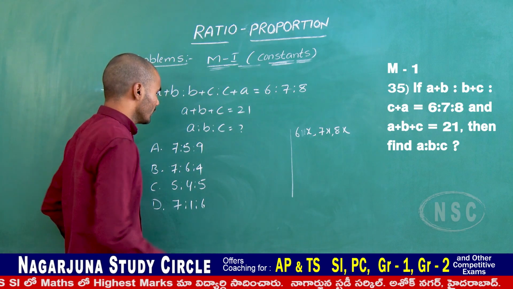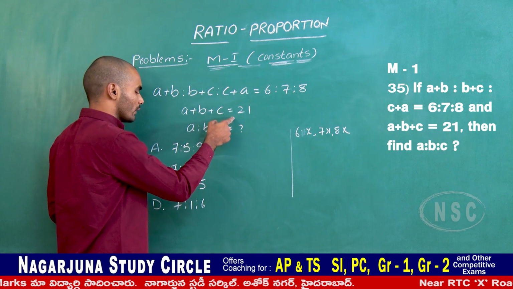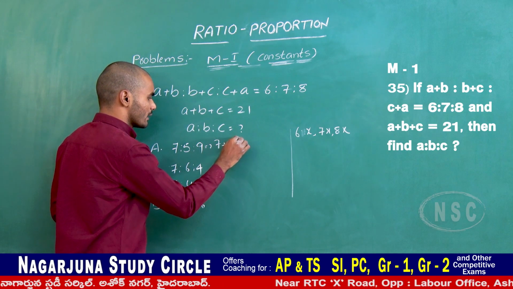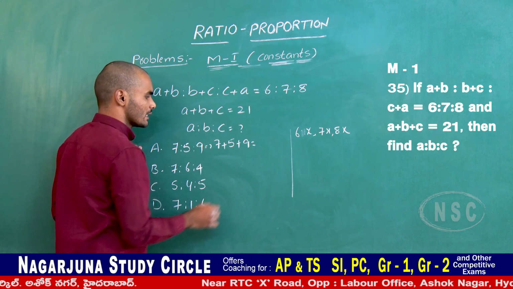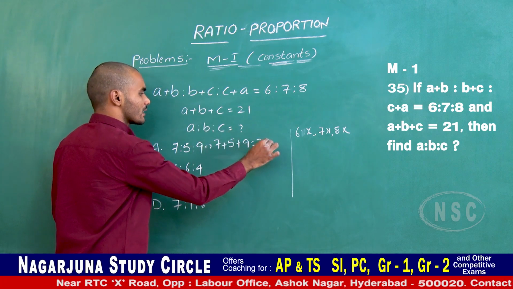Just check this. These are the values of A, B, C. Total sum is 21. Just observe option A: 7 plus 5 plus 9 is equal to 21. Condition number 1 is satisfied.